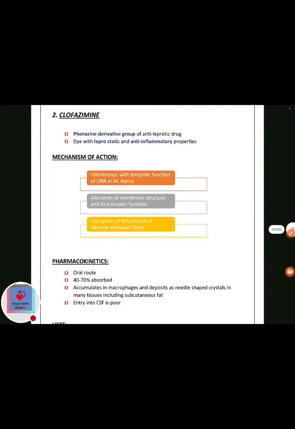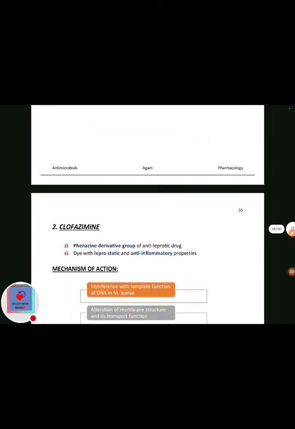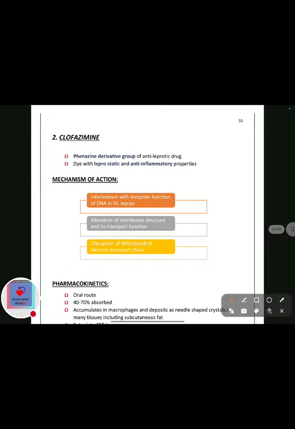Let's talk about clofazimine. What is clofazimine, guys? Clofazimine is a phenazine derivative antileprotic drug with leprostatic and anti-inflammatory properties. So it has leprostatic and anti-inflammatory properties. Mechanism of action: it interferes with the template function of DNA.